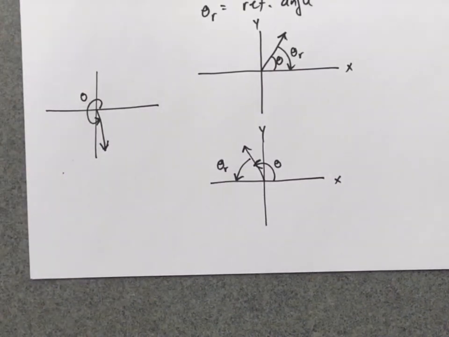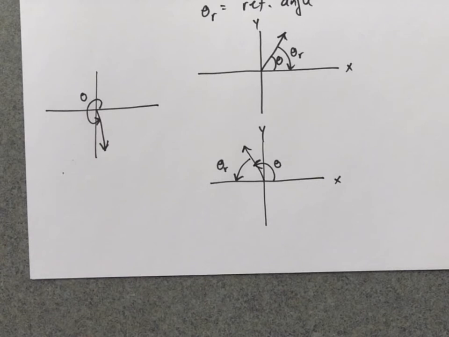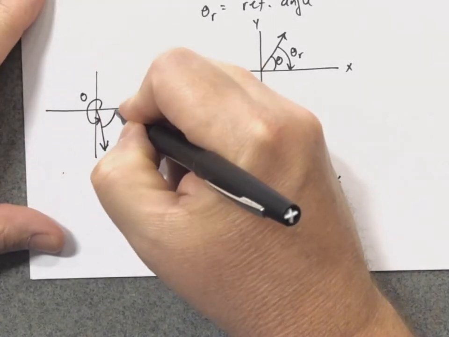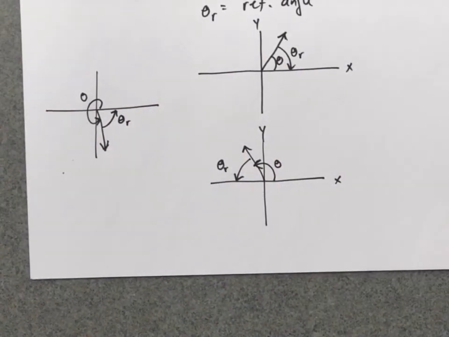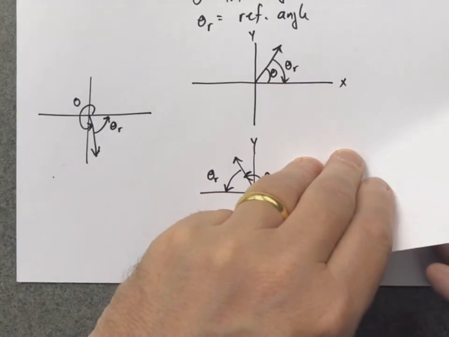Well, if you have this angle down here, this is the fourth quadrant. There's your reference angle: the smallest, shortest angle back to the x-axis. Now, we sort of understand this. Let's figure out how we do these kinds of problems mathematically.